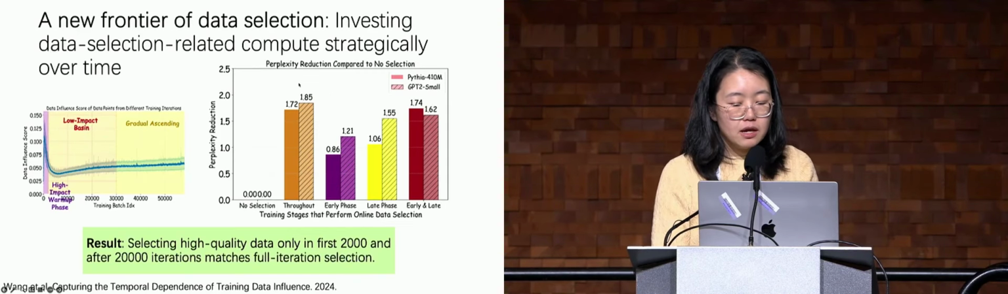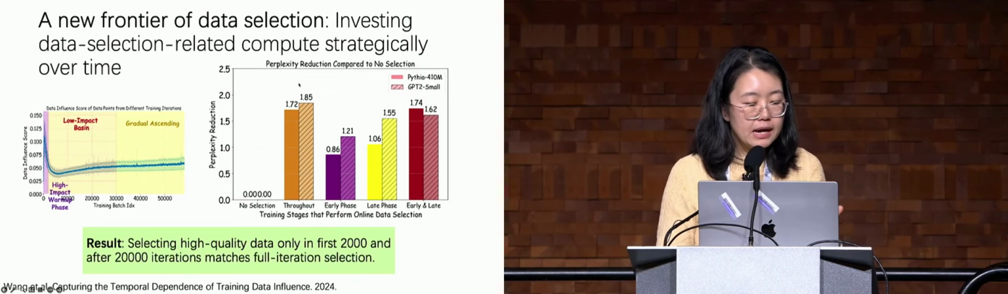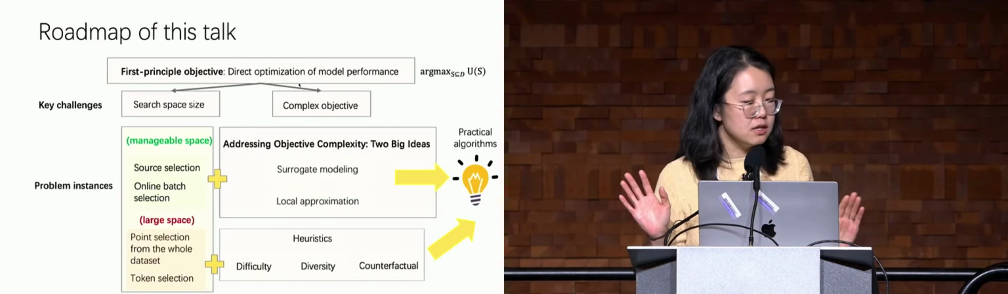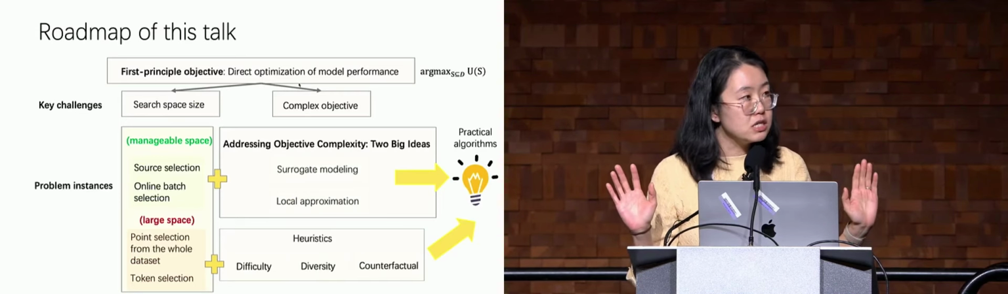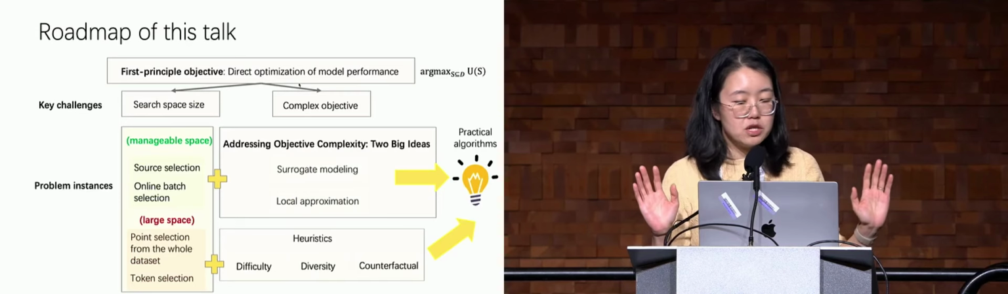And another interesting thing here is in the last column, we select data in those two high-impact regions, the initial region and the later region. The total length of these two regions is less than 50% of the training process.